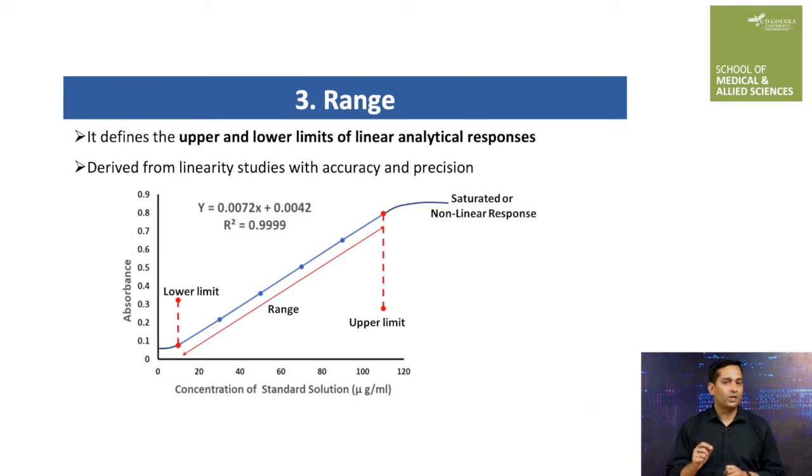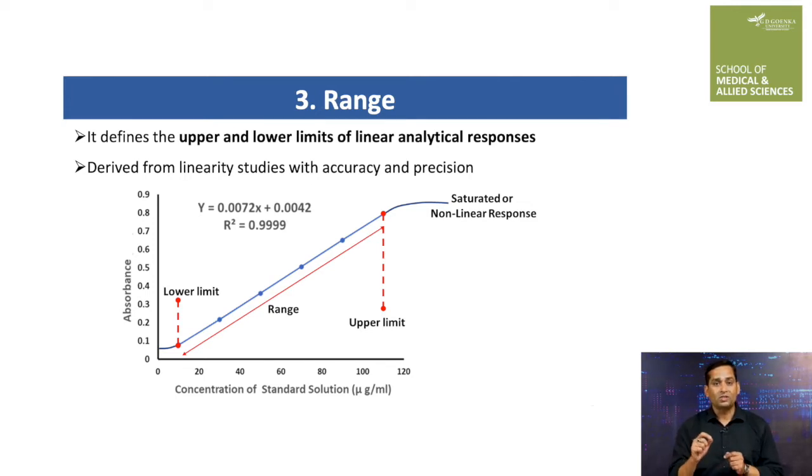Alright, so in this part we start with range. Range is the third parameter of analytical method validation. It defines the upper and lower limits of linear analytical responses, or in other words, we can say that responses of analytical instruments can directly be correlated with concentration of API within the linearity range. We can say that within the linearity range, we can rely upon responses of the analytical technique.